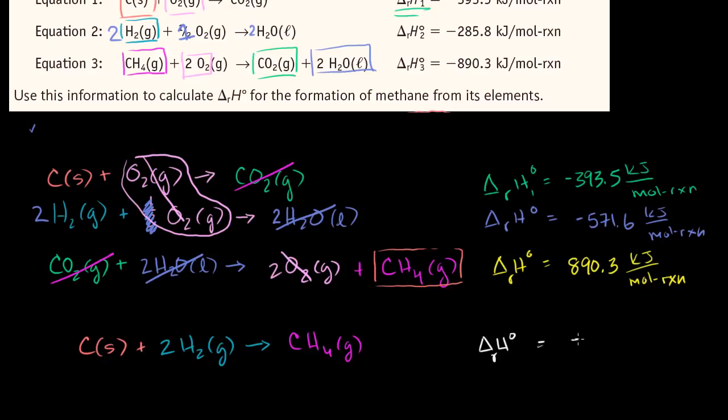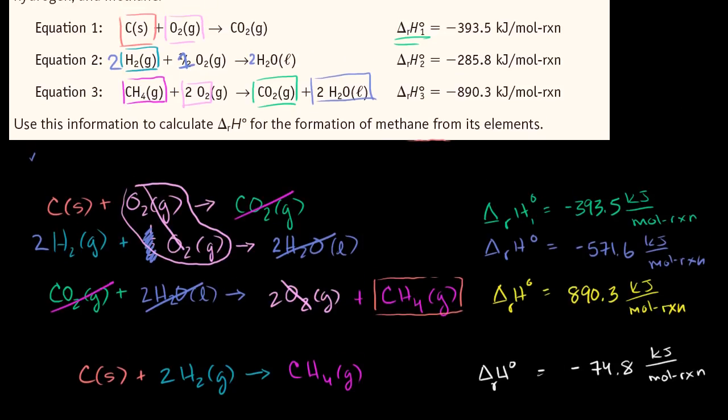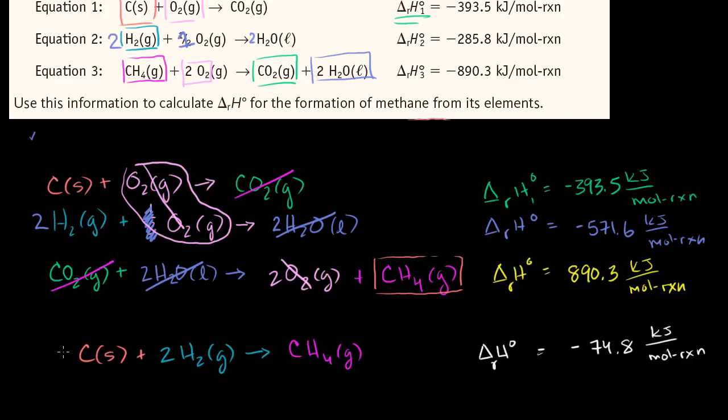It gives us negative 74.8 kilojoules for every mole of the reaction occurring. So there you go. We figured out the change in enthalpy, and it is reasonably exothermic, nowhere near as exothermic as these combustion reactions right here, but it is going to release energy, and we're done.